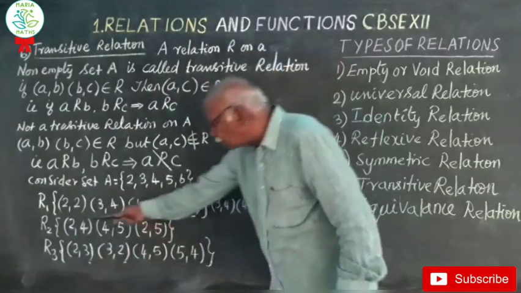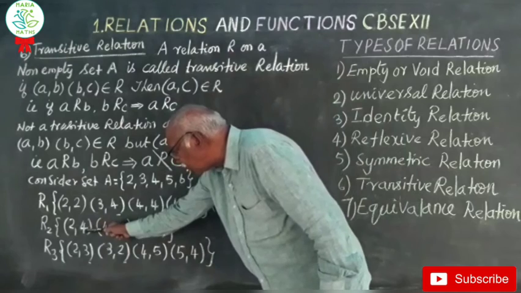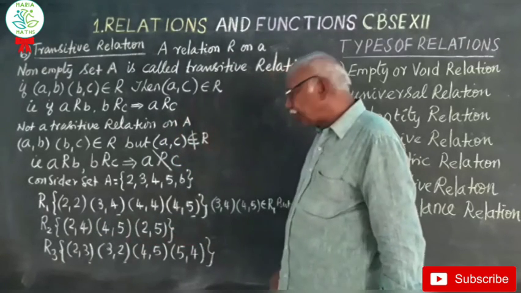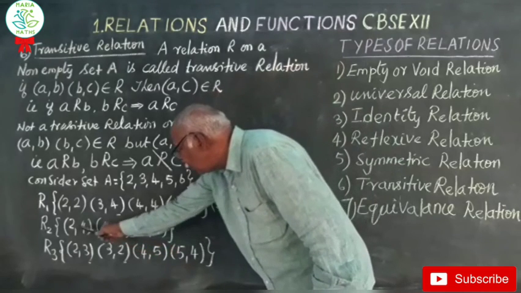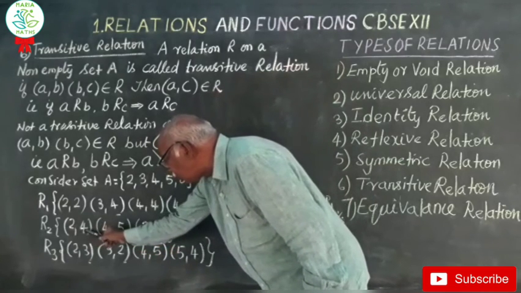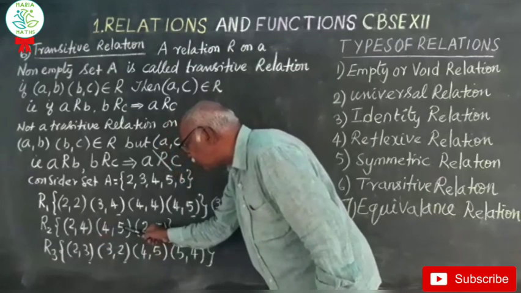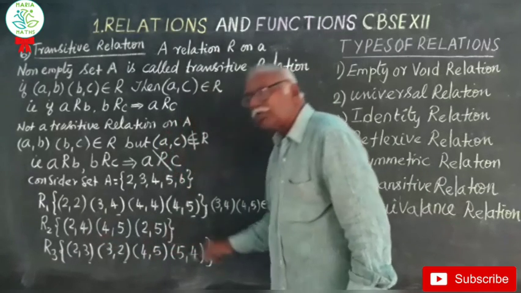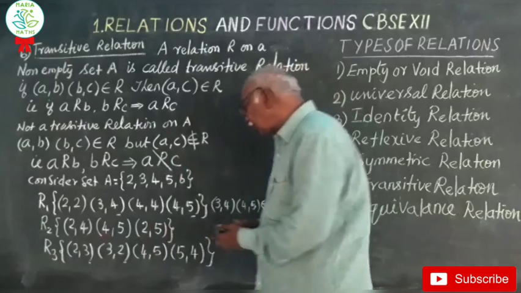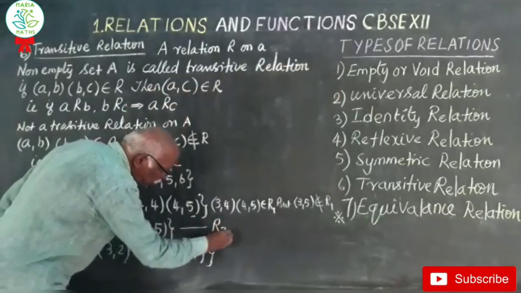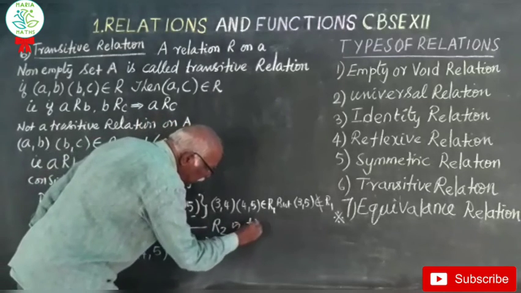Consider the relation R2 = {(2, 4), (3, 4), (5, 2), (2, 5)}. 2 is related to 4, 4 is related to 5, so 2 is also related to 5, so that the ordered pair (2, 5) is there. Therefore, relation R2 is transitive.